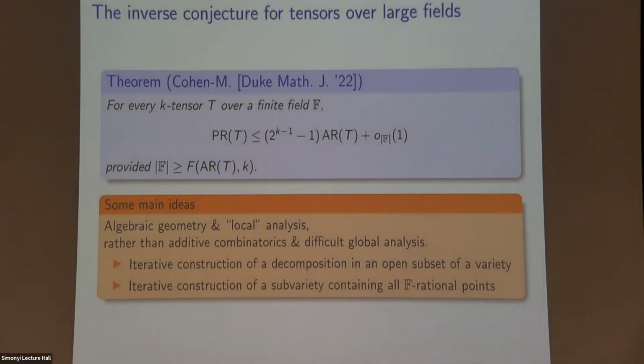Let me quickly mention some main ideas here. We use algebraic geometry: we look at relevant varieties and analyze them using tangent spaces, and we use tangent spaces to construct the partition rank decomposition. So in that sense, it's a local analysis. We look at tangents at a particular point, and which point is actually a big issue, but I'll say something about that in a moment. That's different from previous proofs that use combinatorics, or more global, more difficult analysis.